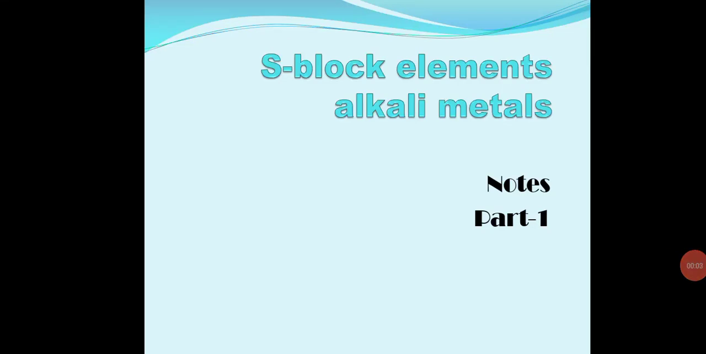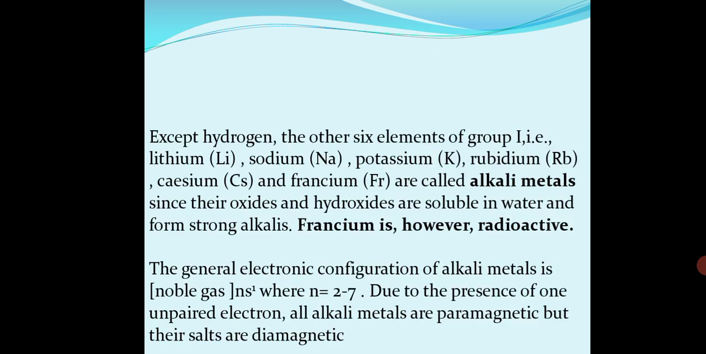Starting with the s-block elements, that is the alkali metals. In the alkali metals, we'll first come to the members of the group. Except hydrogen, the other six elements of group 1, that is lithium, sodium, potassium, rubidium, cesium and francium, are called alkali metals, since their oxides and hydroxides are soluble in water and form strong alkalis. But francium is, however, radioactive in nature.